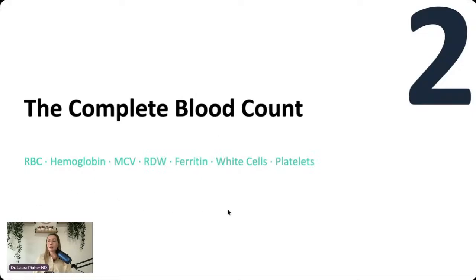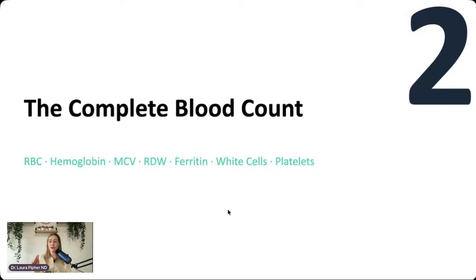And a lot of people have the complete blood count and they see it as nothing. It's like they run through the list and they're like, normal, normal, normal. Typically the doctor will let the patient know, I'm looking at this to see if you're anemic. But there's a lot of other things we can really gather from a complete blood count.